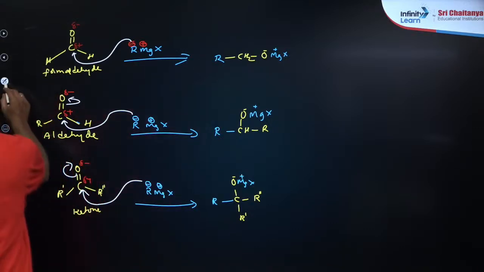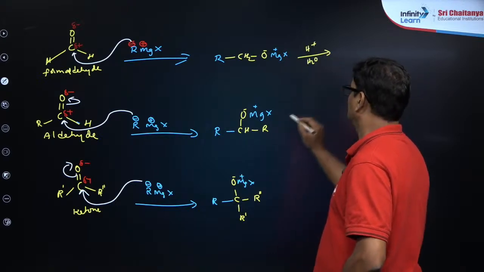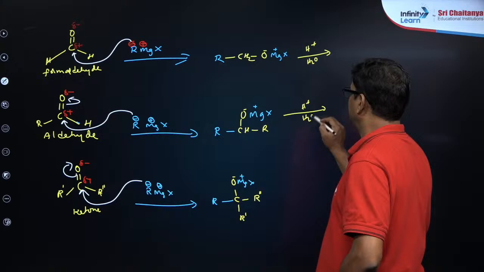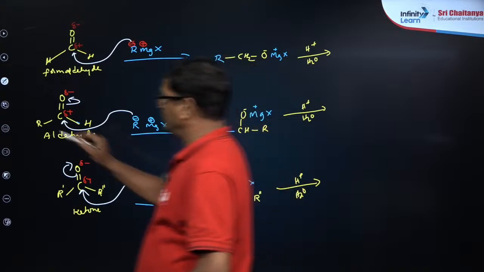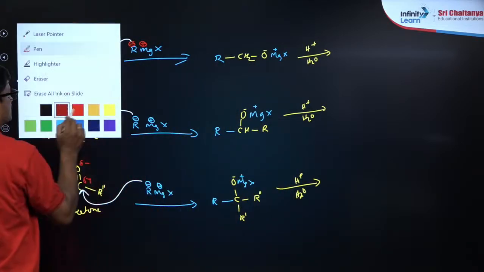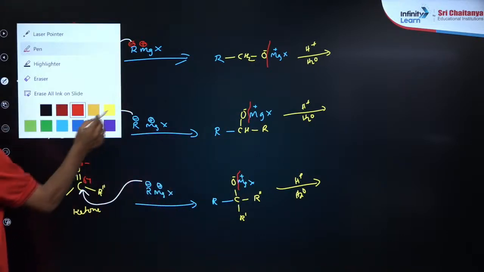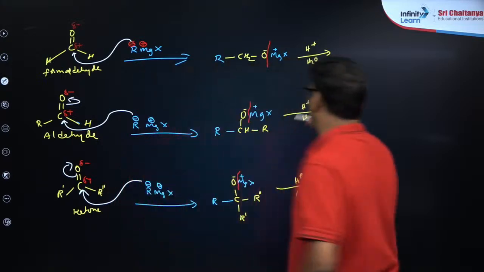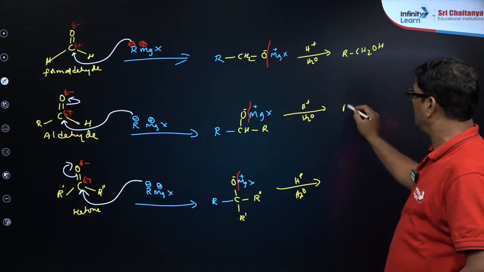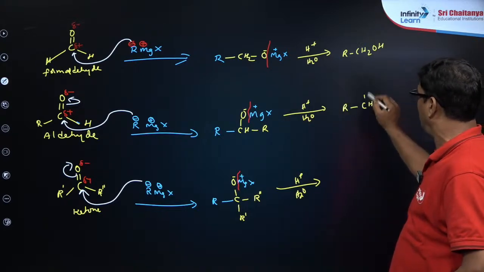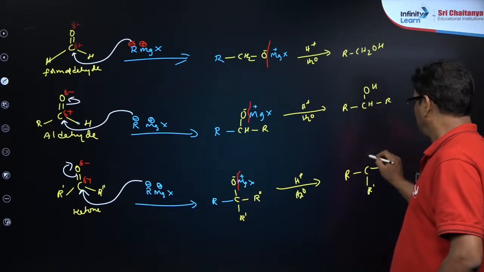Now it is hydrolyzed further. You are going to break this, and I just want to use only one color. So you are going to get RCH2OH. Here you are going to get R2CHOH, and here R, R dash and OH.